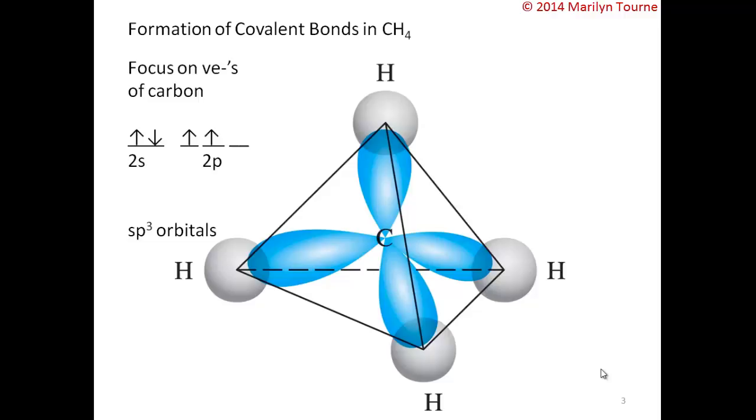So if there's only 2 unpaired electrons, how do we account for the 4 bonds that carbon makes in CH4? And that's the conundrum that prompted these new theories, the valence bond theory and the molecular orbital theory, because the whole point is to make a full octet. But right here you see that the valence shell of carbon only has 2 unpaired electrons. So how does that happen?